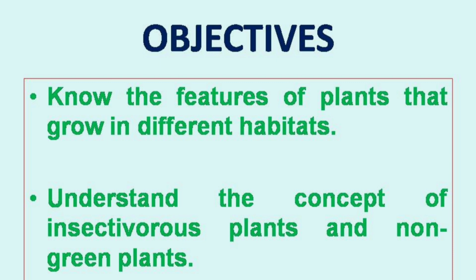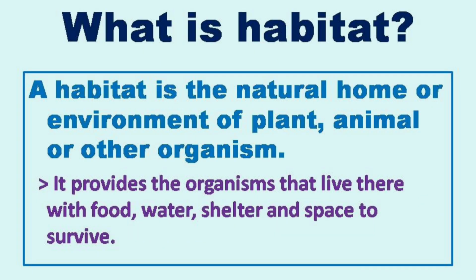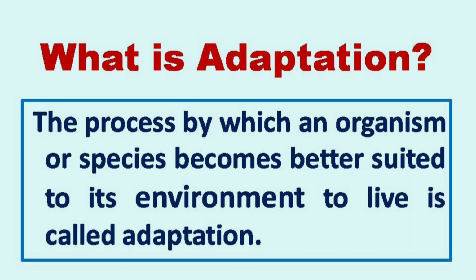Before we learn about the adaptation, let us know what is habitat. A habitat is a natural home or environment of a plant, animal, or other organism. In other words, the place where a living organism lives in nature is called a habitat. It also means that the environment provides the organism with food, water, shelter, and space to survive. What is adaptation? The process by which an organism or a species becomes better suited to its environment to live is called adaptation.